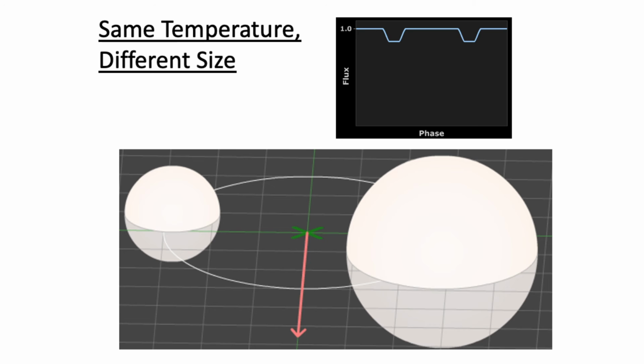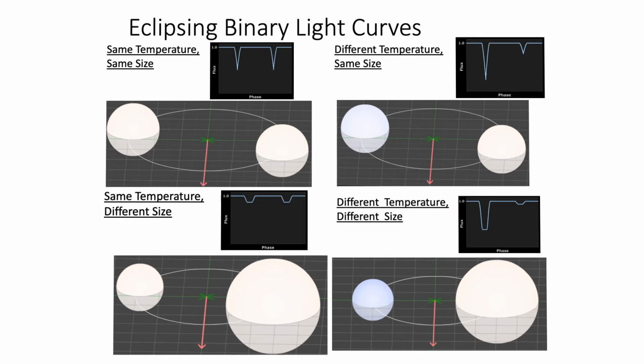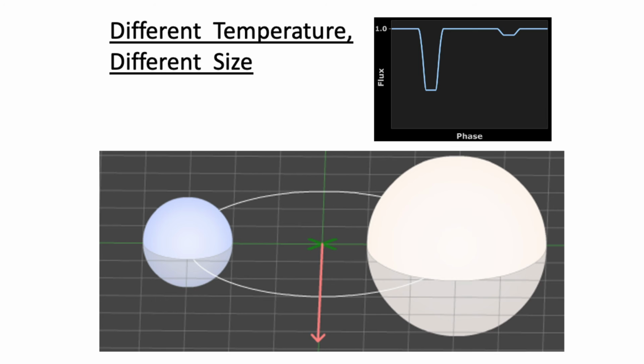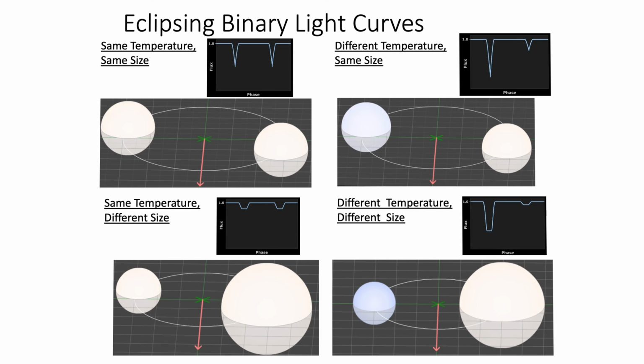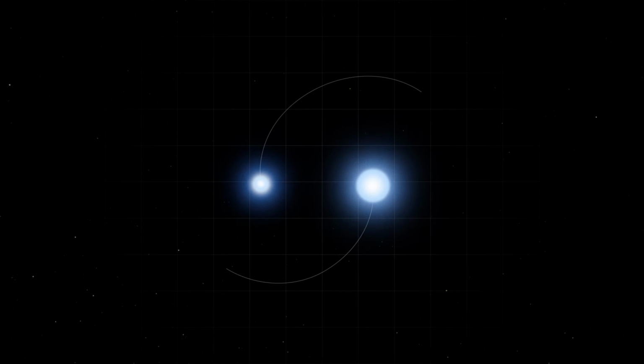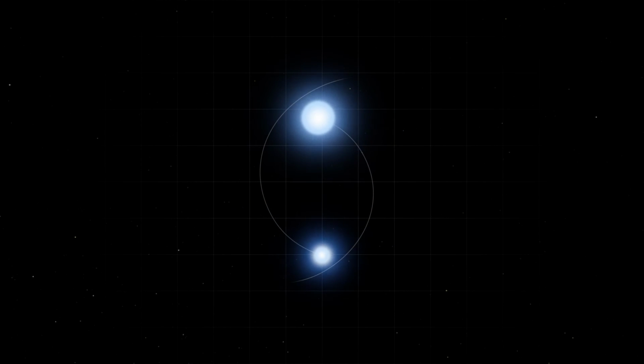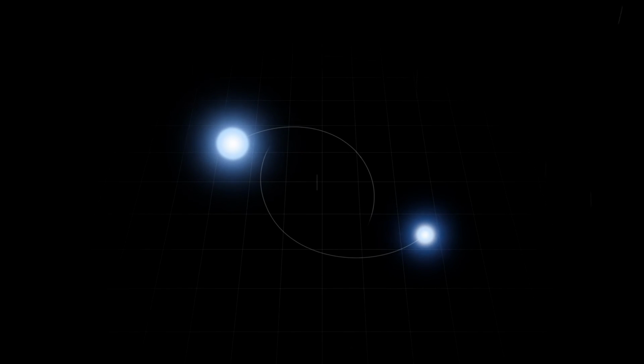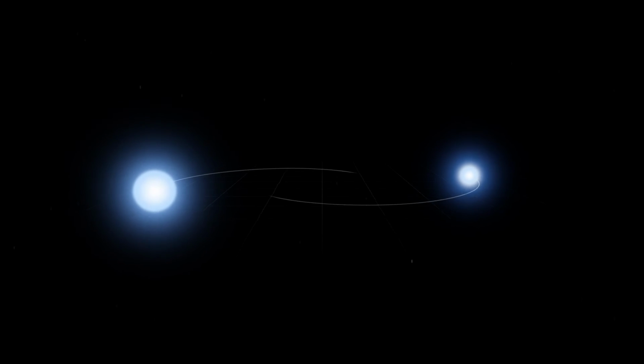Same temperature, different size, which gives us flat eclipses with the same depths. And different temperature, different size, which gives us flat eclipses with different depths. Note that in reality there are a complete range of both luminosity and size values, not just same and different.